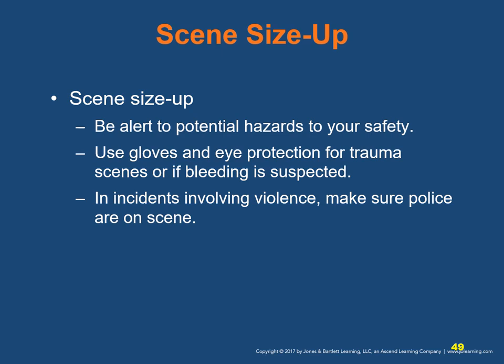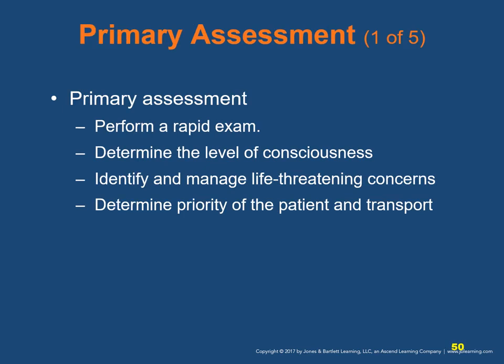Mechanism of injury and nature of illness. Observe the scene and patient for clues to determine the nature of illness or the mechanism of injury. This can help you anticipate the potential for development of shock. Primary assessment. The primary assessment for a patient with suspected shock should include a rapid exam to determine level of consciousness, identify and manage life-threatening conditions as they are found, determine priority of the patient and transport.